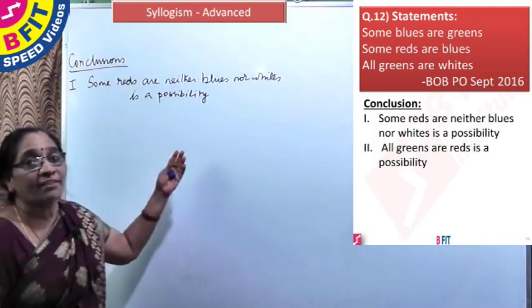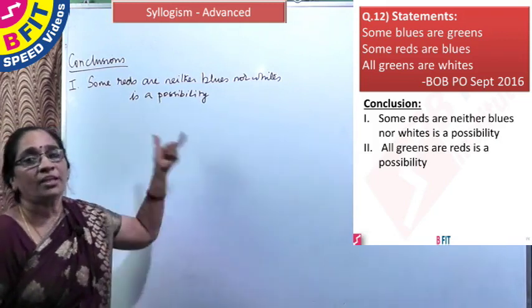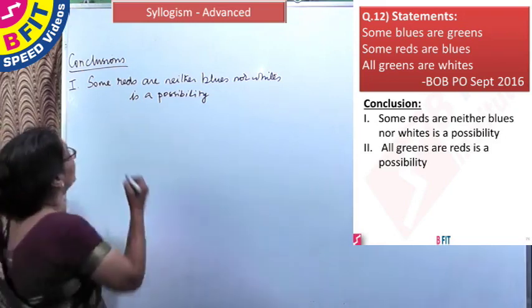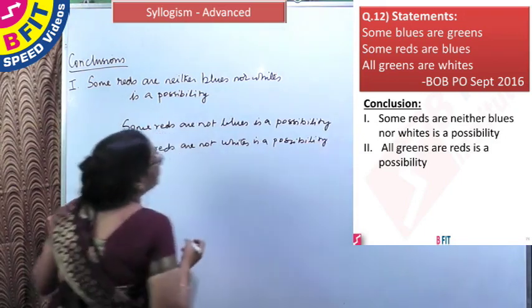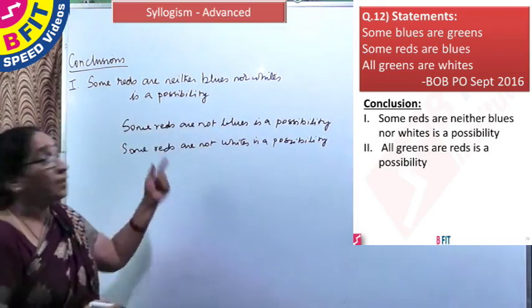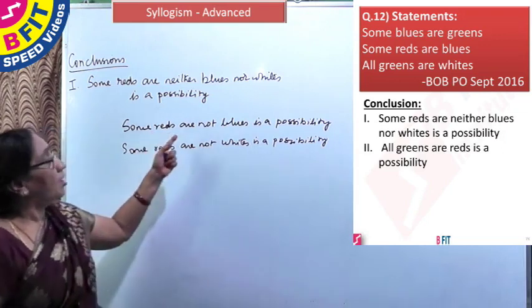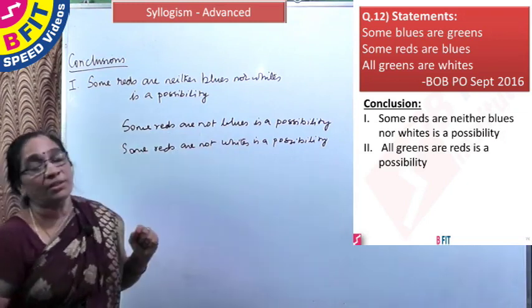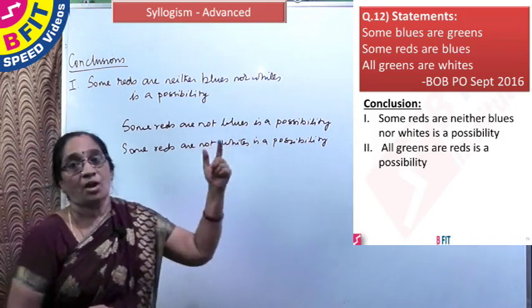This conclusion is having one subject and two predicates, that too in the possibility case. This can be split into two. Now let us consider the first portion of the conclusion. Some reds are not blues is a possibility. This conclusion is an immediate conclusion from the statement some reds are blues.